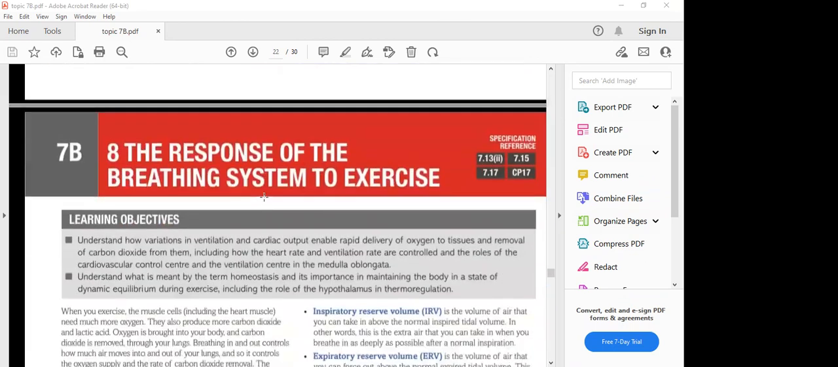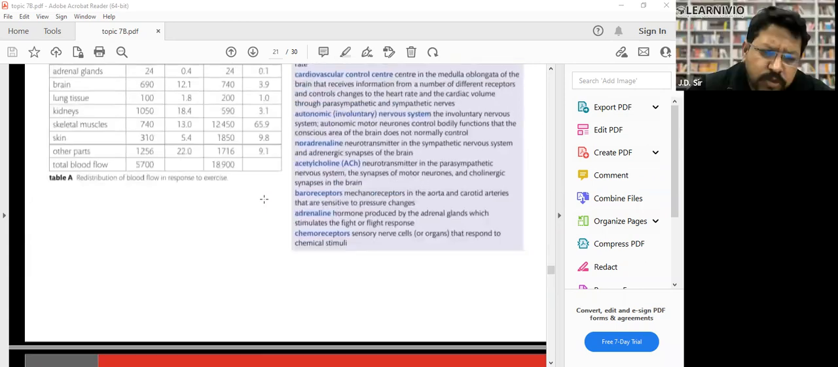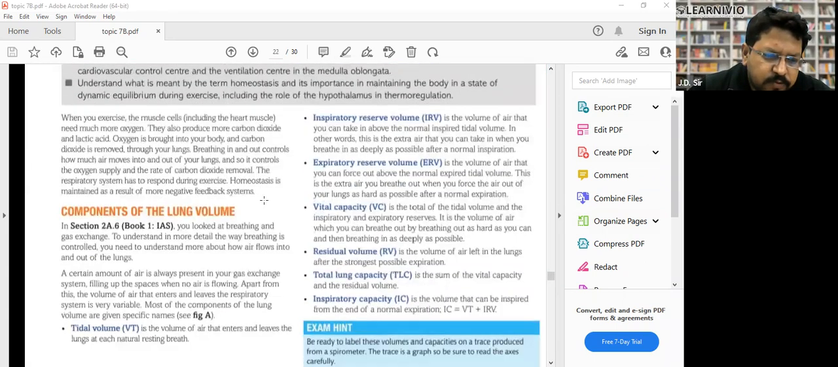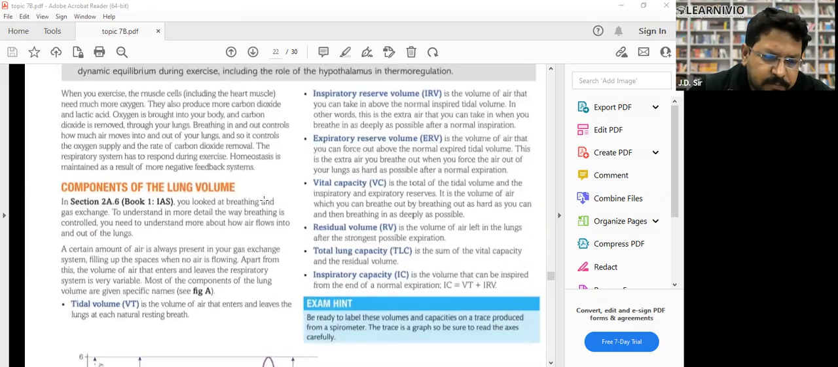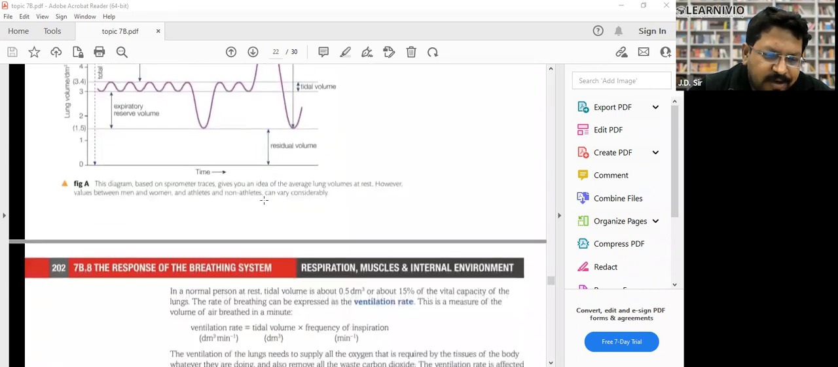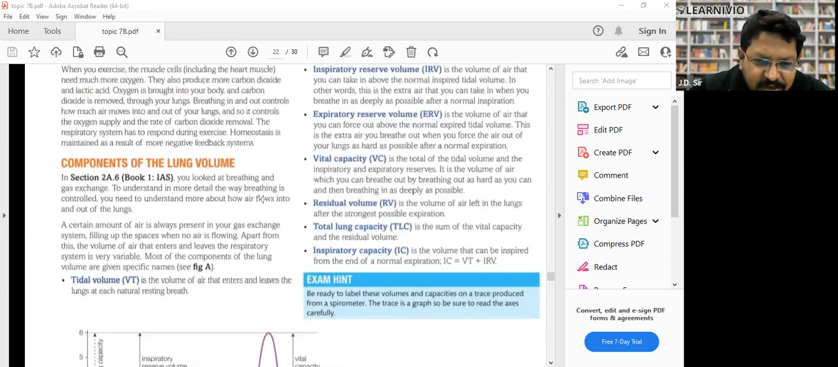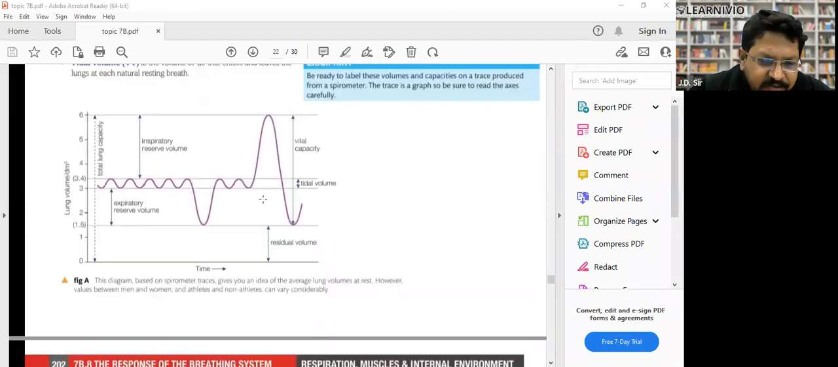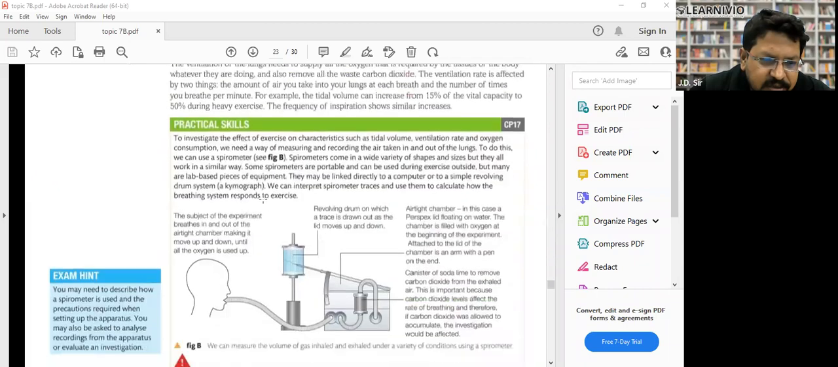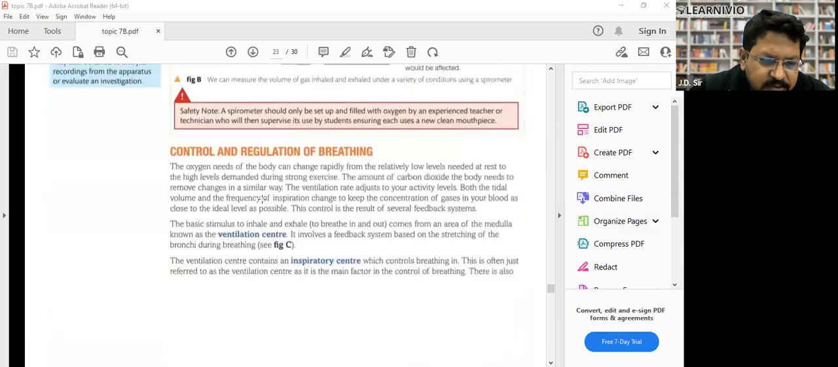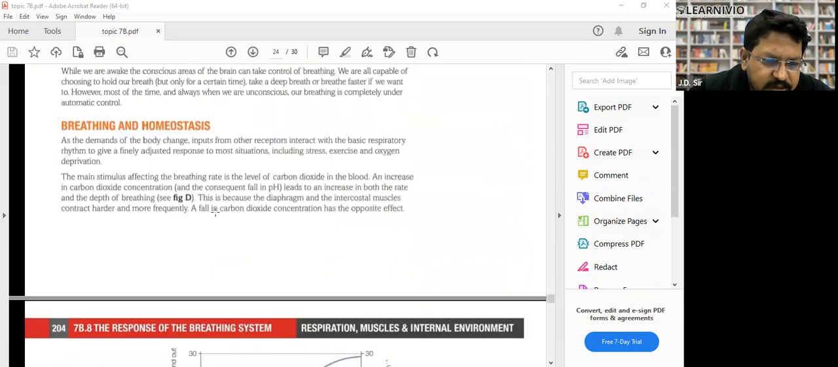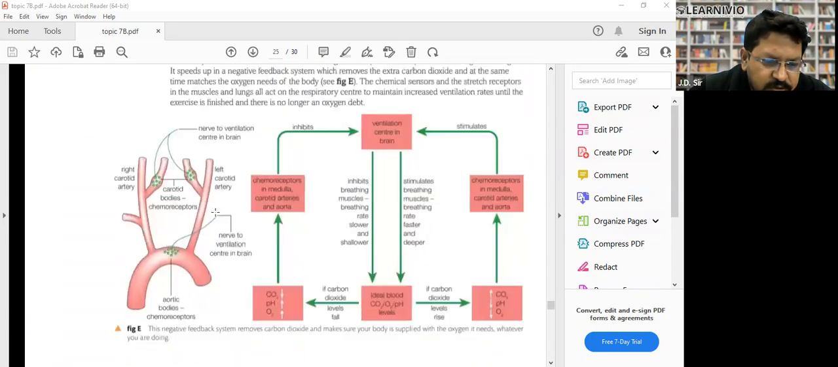Do I need to remember this table? You need not remember this table. It's just to make you understand. Volumes, tidal volume, vital capacity, ERV, IRV, I will tell you all those things. What else is there? That is a practical issue. Control and regulation of breathing, that's what we have studied, breathing and homeostasis.